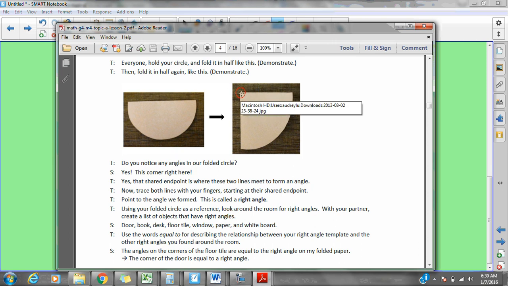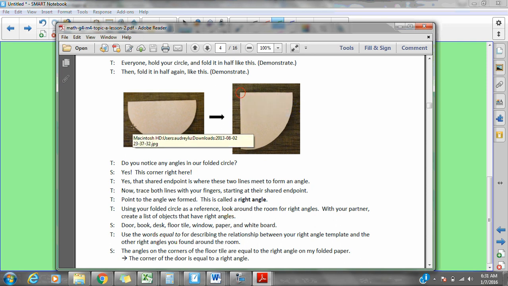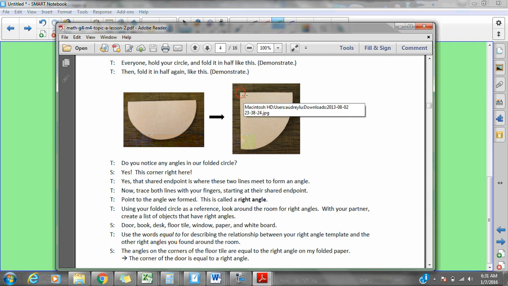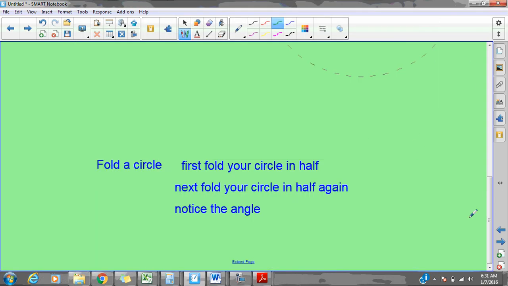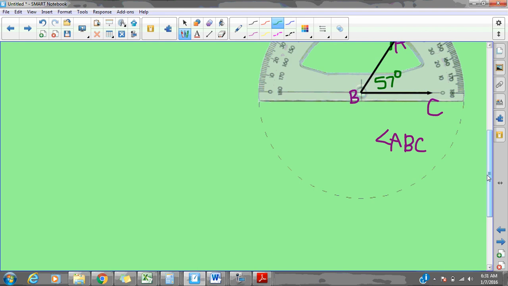That's a 90-degree angle. The reason we use the circle today is because angles come from a circle. It's all about how much circle will fit in something. If I have a full circle, I have 360 degrees all the way around. This corner right here, see how it's perfectly straight up and down, is a 90-degree angle. If I wanted to use my circle to measure the degrees of an angle just to see if it's right, acute, or obtuse, I could use that corner of a circle.